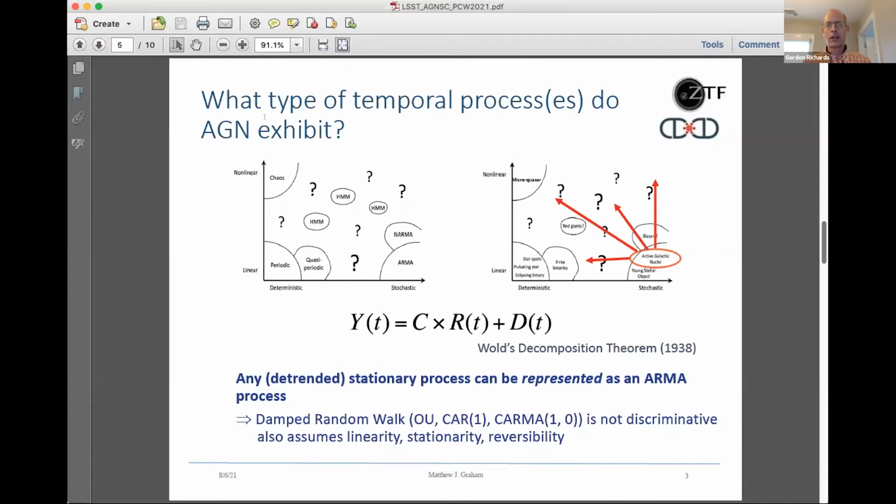One danger is that any stationary process can be represented by a linear stochastic model, like an autoregressive moving average. And we typically use the simplest form for AGNs, the so-called damped random walk, as Eric mentioned. It assumes linearity, stationarity, and reversibility, but it's not clear that AGN actually have those properties. In fact, reversibility we know is not true.